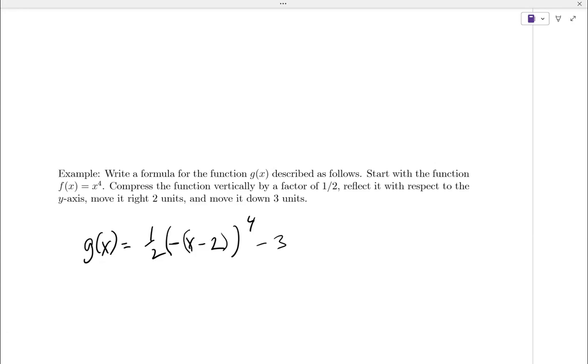So again, look at reading from left to right. We did a vertical compression. We did a horizontal reflection, horizontal shift, vertical shift, right? Just reading like we did when we graphed them, reading it from left to right. And that should match what they gave us for the descriptions. What questions do you have on that one?